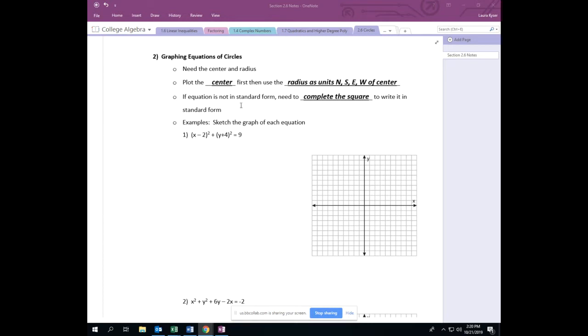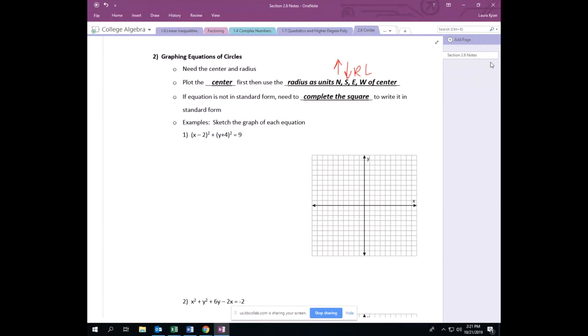So we're going to plot the center first, and then it says use the radius as units north, south, east, and west. All that means is that from the center, you're going to go up, down, right, and left from the center point. So the center point is a guide, and then we are going to make 4 floaty points around the outside of the center, up, down, right, and left.